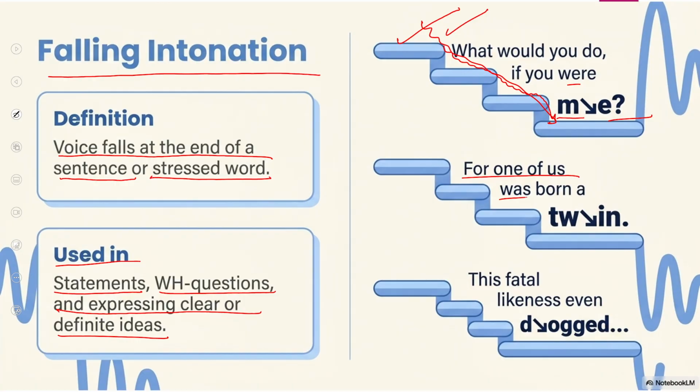One of us was born a twin. Look at this. Now, here is the falling intonation. This fatal likeness even dodged. Now, this is falling intonation. So, I hope you have understood what falling intonation is and in how many types of sentences falling intonation is used. In statements, in WH questions, and expressing clear and definite ideas, we use falling intonation.